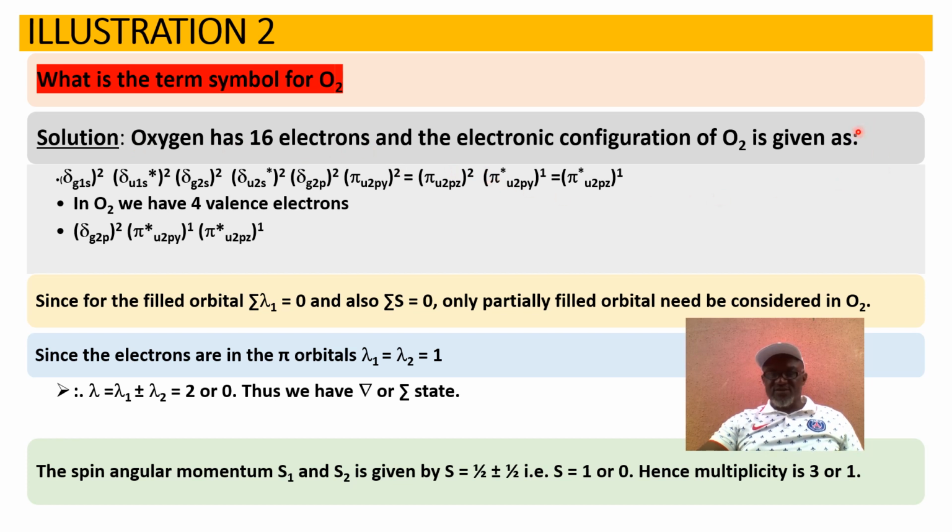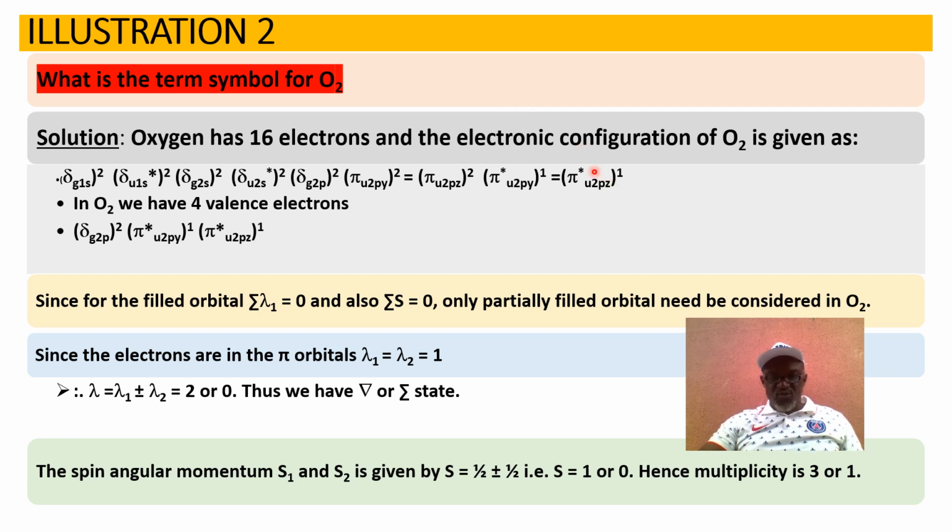Oxygen has 16 electrons. We did the electronic configuration, if you remember, 2, 4, 6, 8, 10, 12, 14, 15, 16. And here, these are the same energy, so we have 1 here, 1 here. In oxygen, we have 4 valence electrons. You'll be wondering, what are the 4 valence electrons? Look at them. This is a valence electron. This is a valence electron. This is also a valence electron.